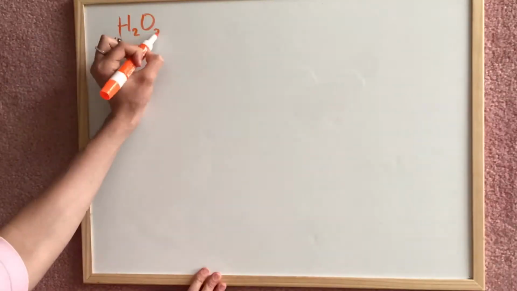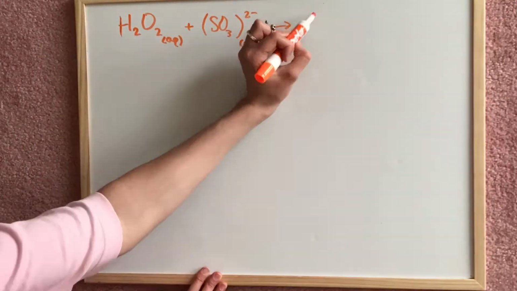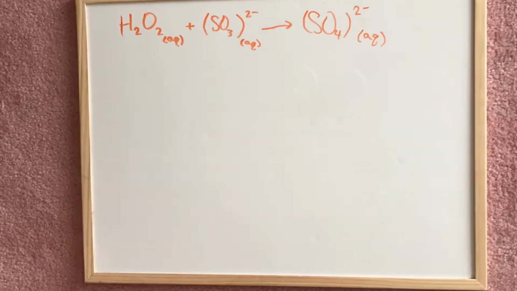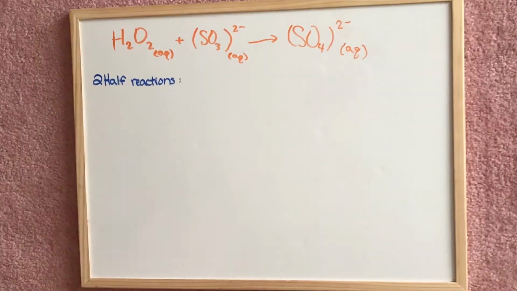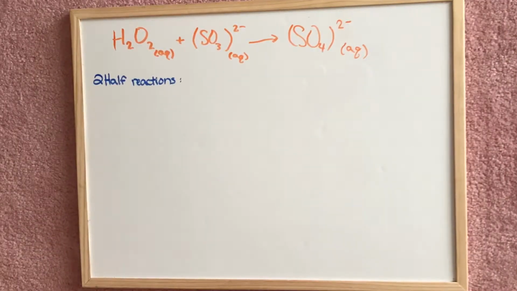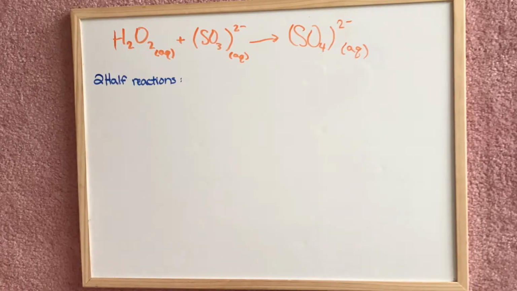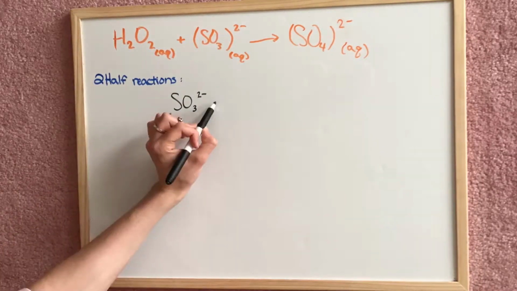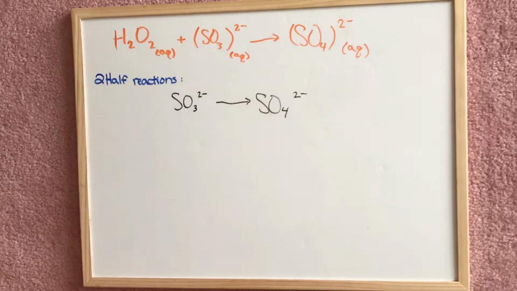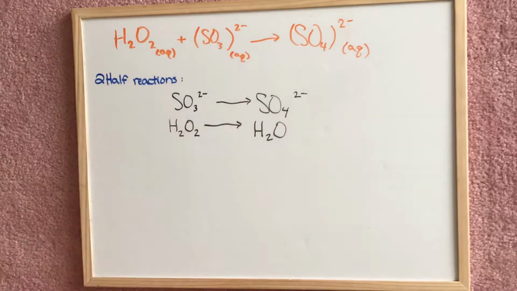Step number 1, split your equation up into the reduction and the oxidation. If you need a refresher on what reduction is as opposed to oxidation, feel free to watch my video on oxidation numbers. But for right now, I'll assume that you know, and let's split it up into our two half reactions. So our first half reaction is the sulfur trioxide turning into sulfate, and our next one is our hydrogen peroxide going to water.